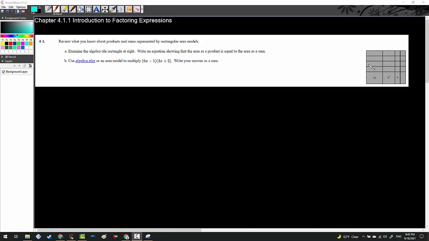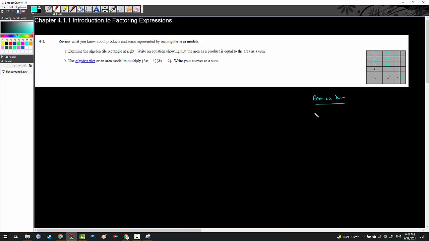Right now, in Part A, they're asking us to examine the algebra tiles at the right, and we have to write an equation that expresses the area as a product being equal to the area as a sum. Okay, so let's just go on and fill in some dimensions here. We got y's up and down this row here. We got x's up and down this column here, and then we've got 1's all the way across here, and an x right there. So if I was to write this as an area as a sum, that would just be the pieces on the inside all added together.